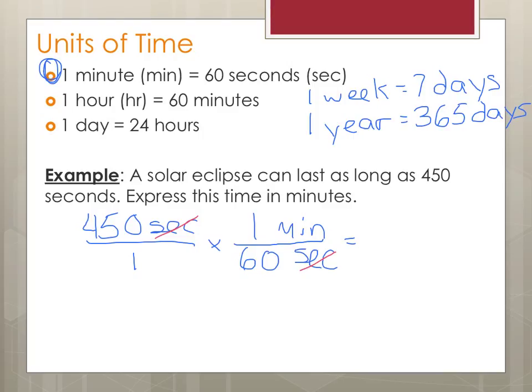We multiply across the top. 450 times 1 is 450 minutes. Divided by 1 times 60 is 60. And then we'll do that division. 450 divided by 60 is 7.5 minutes.